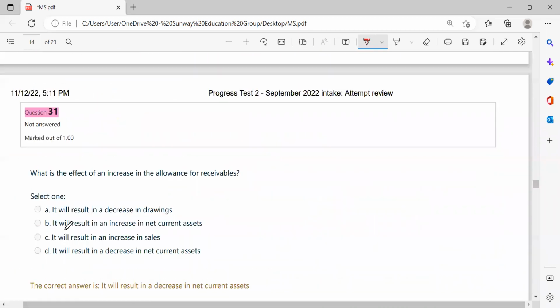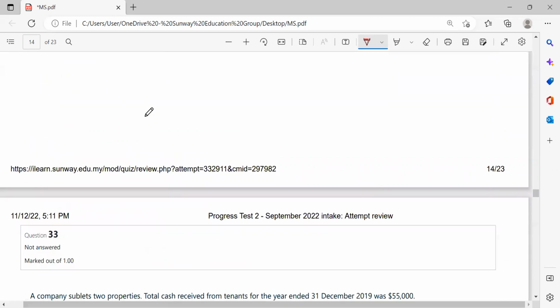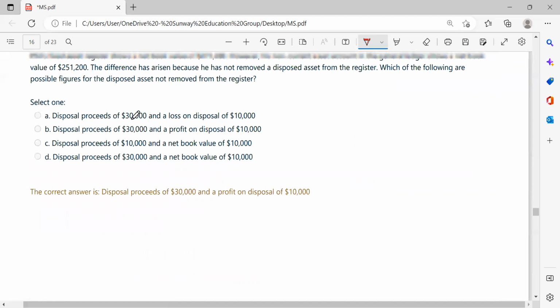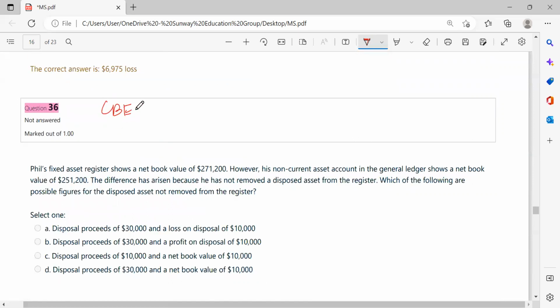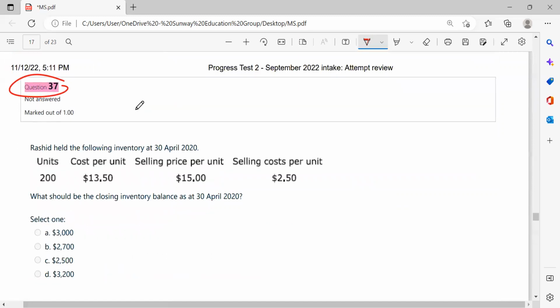Moving on to question 31. This is also an actual CBE exam question. Question 36, actual exam question as well.